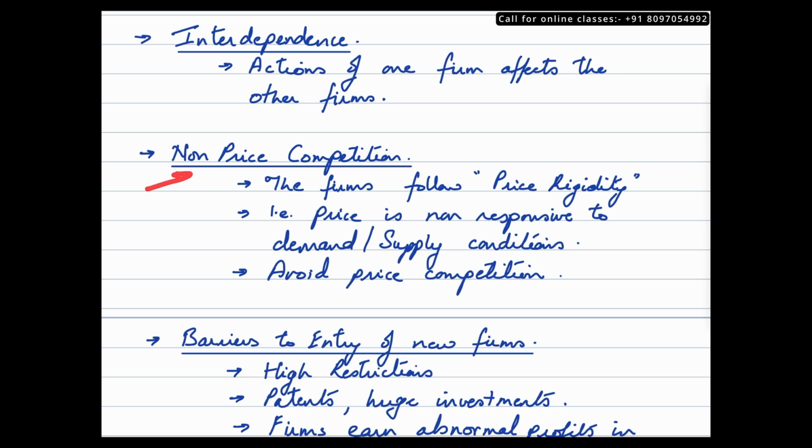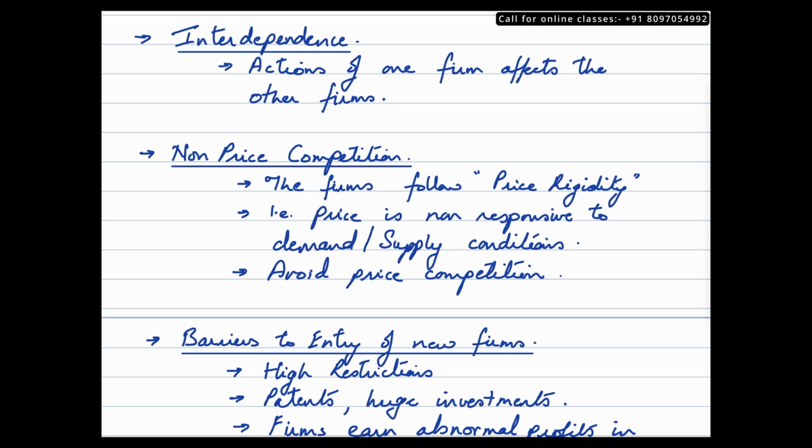So non-price competition means that even though the firms are able to influence the price, they would not change the prices, and hence we could say that the firms follow price rigidity. What does price rigidity mean? It means that the price is non-responsive to the demand and supply conditions. The firms in these market structures would strictly avoid any kind of price competition.